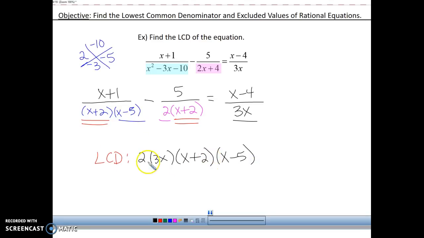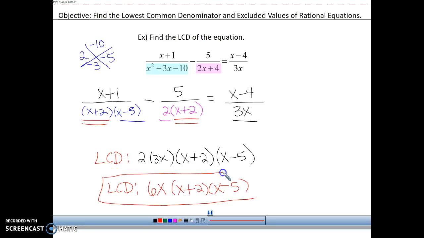I just want to simplify this 2 and the 3x because they're both numbers. So your final answer for the LCD would be 2 times 3, which is 6x. And then x plus 2, x minus 5. You don't want to multiply those. You want to leave those as is. So this would be your final answer. Anytime you have numbers, you want to multiply them. So you want to take the 2 times 3 would be 6, and then you have an x. And then your shared values were x plus 2, you only write it once, and then x minus 5, you write it by itself.